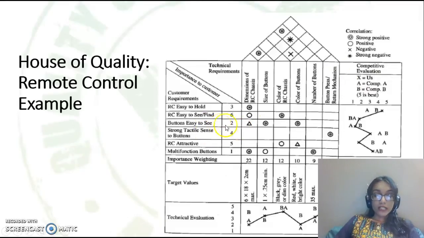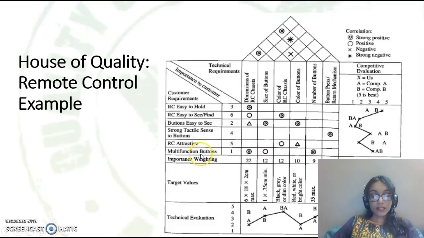Now we are going to see the correlation, the relationship between each of these customer requirements and the technical requirements which will help meet those customer needs and wants. When we talk about the buttons being easy to see, we can see that there's a small correlation with the size of the remote control, a strong relationship between the size of the buttons and them being easy to see, and a medium correlation with the color of the buttons. Each level of the relationship between the technical and customer requirements has been assigned a numerical value. Strong has 9, medium 3, and small 1.